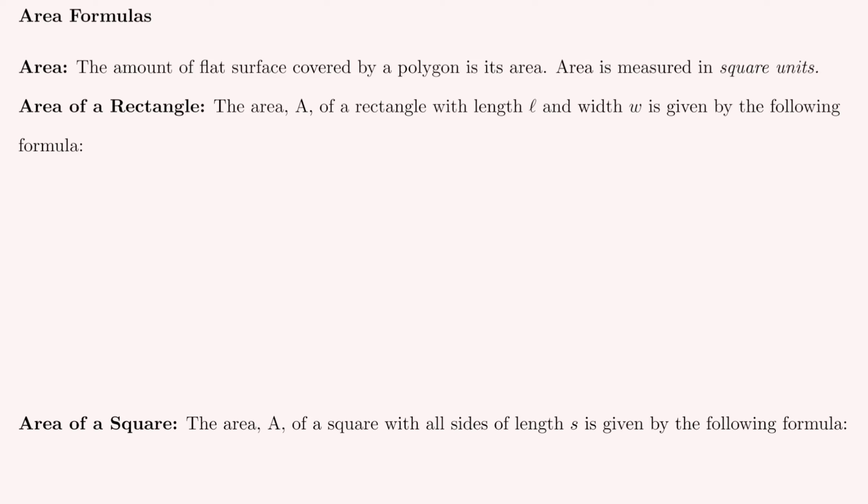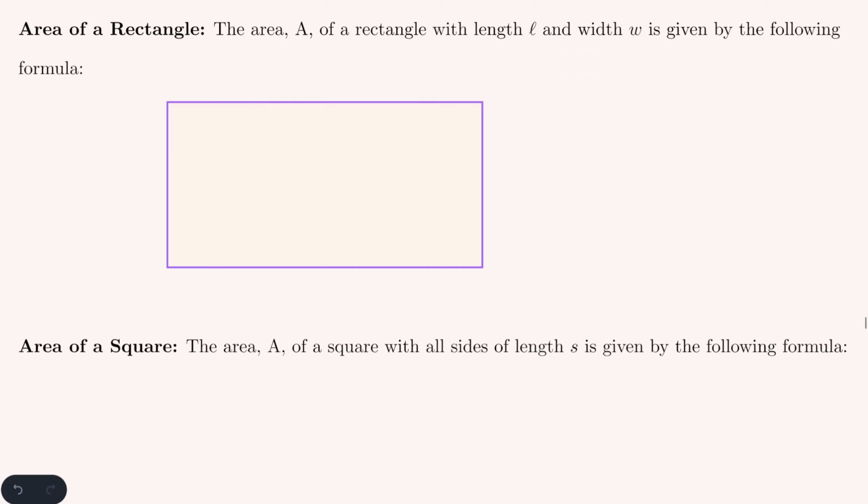We begin with the area of a rectangle and the area of a square. Now, area is the amount of space covered within a particular polygon. We know that rectangles have 4 different sides. 2 sides are length, 2 sides are width, and they're equal. The area for a rectangle is length times width.